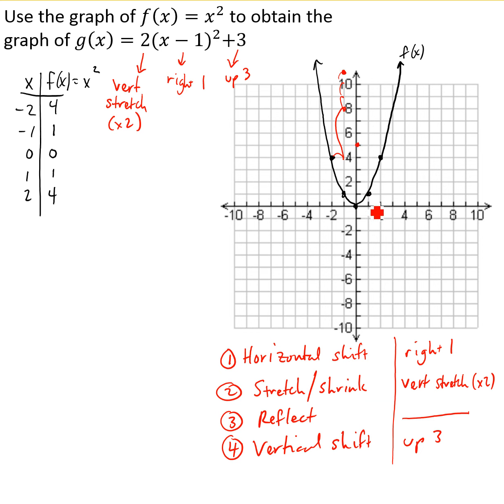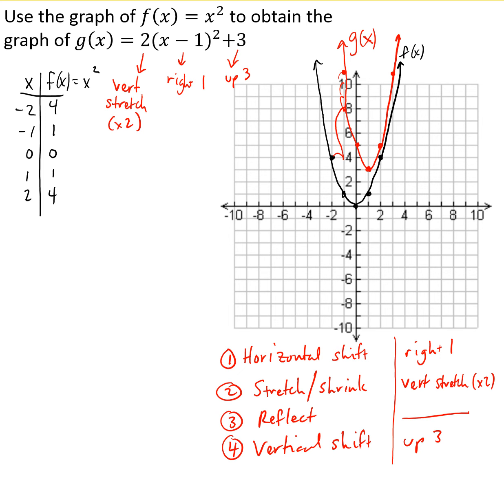Right 1, vertical stretch there is not going to move that, and then go up 1, 2, 3. Right 1, vertical stretch, and go up 1, 2, 3. Right 1, vertical stretch, up 3. And go ahead and connect our dots in the U-shape.